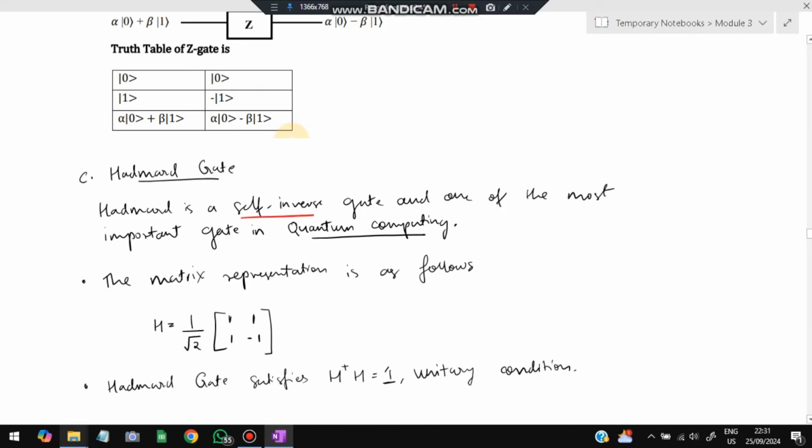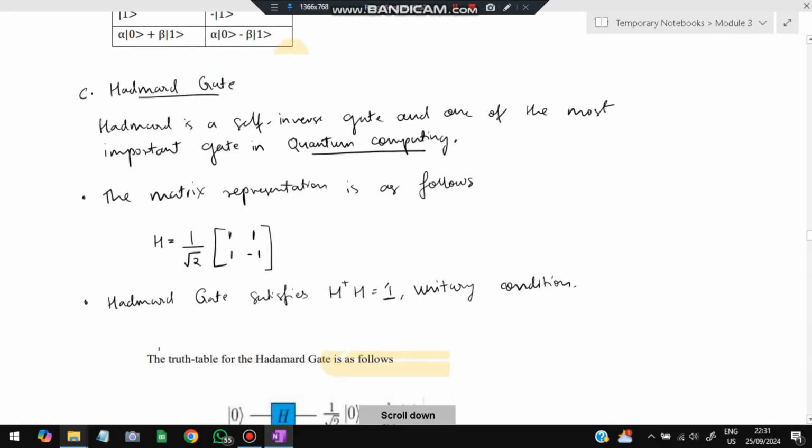It's called a self-inverse gate, and it's one of the most used and important gates in quantum computing. So the matrix representation of the Hadamard gate is 1 by root 2, very simple, and we have to fill all with ones except the last one. Okay, 1 by root 2, fill all with ones except the last one. Okay, so the Hadamard gate satisfies H dagger into H is equal to I, which means it is a unitary condition.